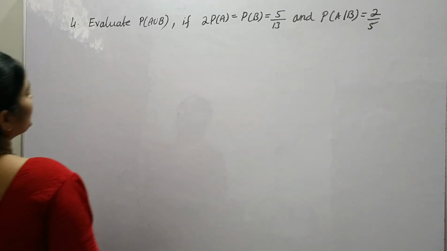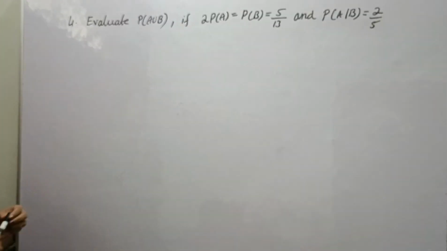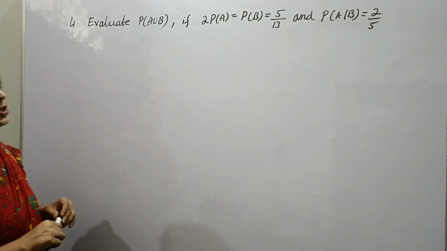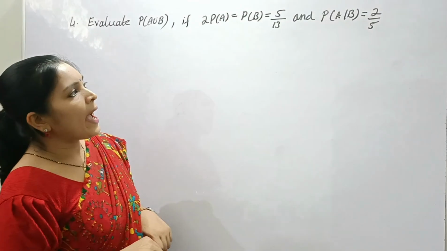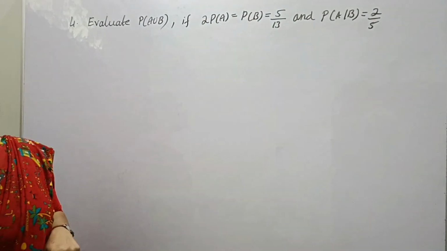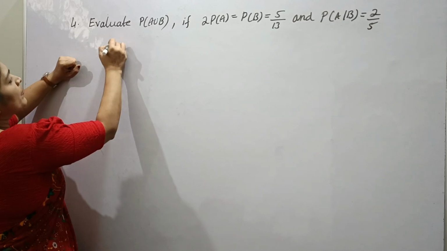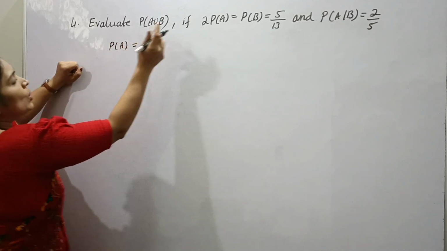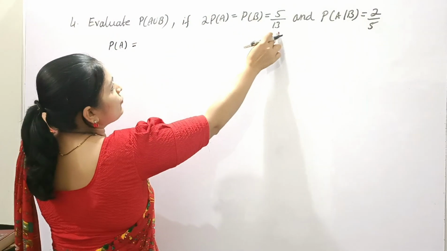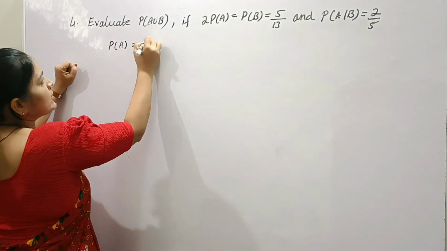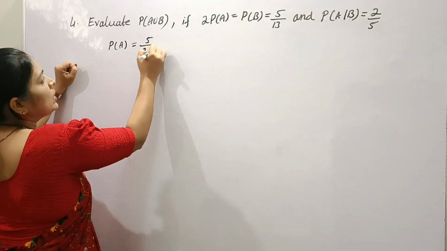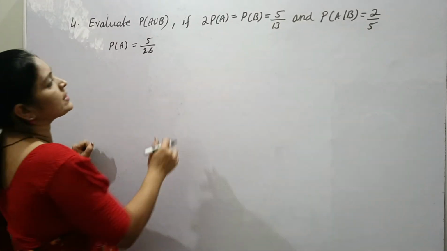Evaluate probability of A union B if 2 into probability of A is equal to probability of B is equal to 5 by 13 and probability of A given B is equal to 2 by 5. Okay. So here let's write what is given. Probability of A is equal to 2 into probability of A is equal to 5 by 13. Therefore probability of A is equal to 5 by 13 into 2, sorry, 26, right? 5 by 26.